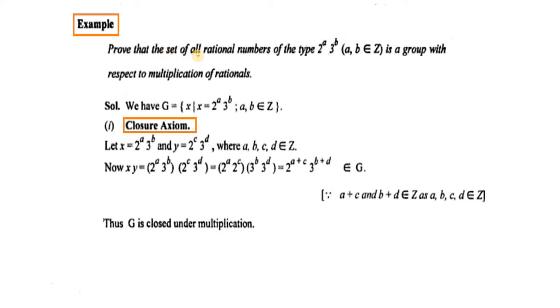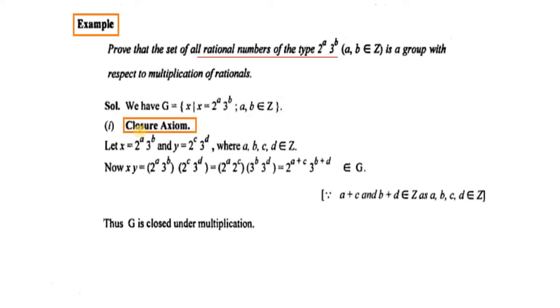Prove that the set of all rational numbers of the type 2 power a 3 power b, where the exponents a, b are integers, is a group with respect to multiplication of rationals. Here, the given set is denoted by G, whose elements are x such that x is equal to 2 power a 3 power b, where a and b are integers.